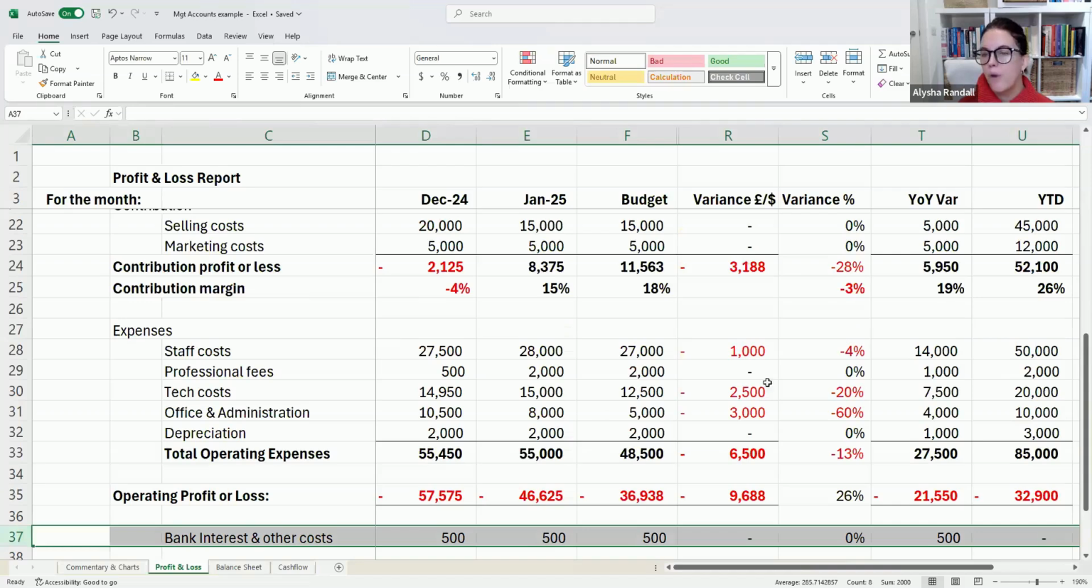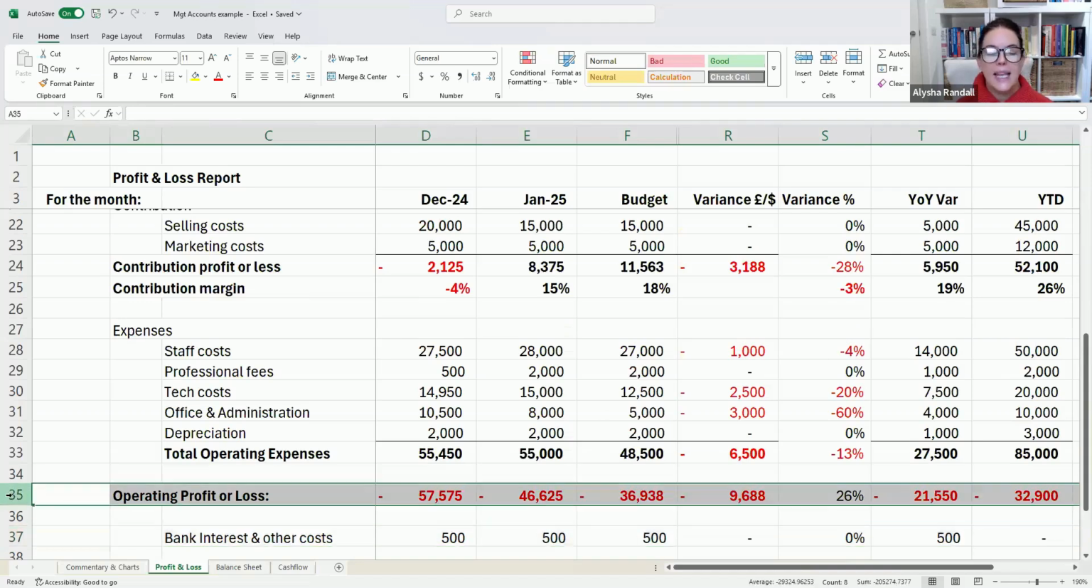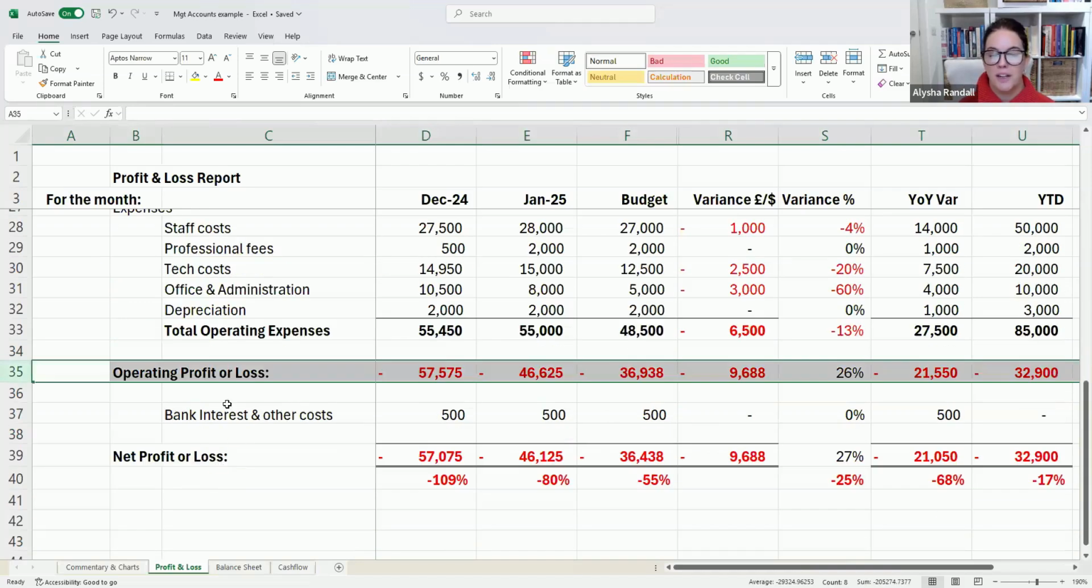It's not really part of operations. So as a leader, you would probably just focus on this one and leave that one for the founder and the accountants, because there's not much you can do about those bits and pieces.